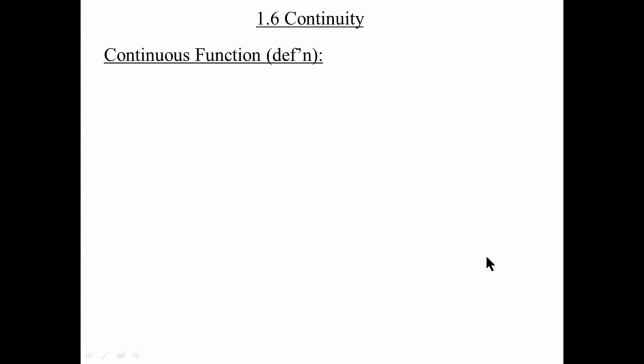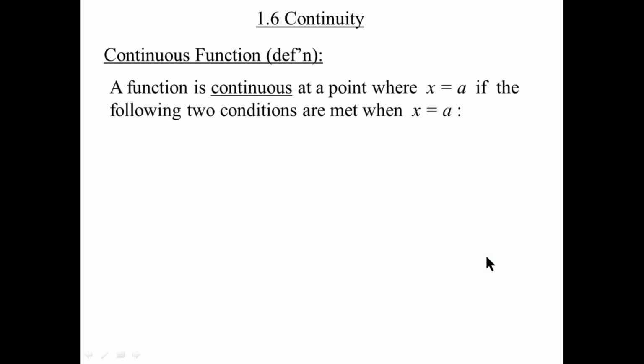Finishing up our introduction to calculus. 1.6, continuity. A continuous function, by definition. A function is continuous at a point where x equals a if the following two conditions are met when x equals a.